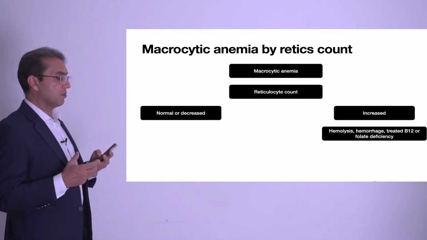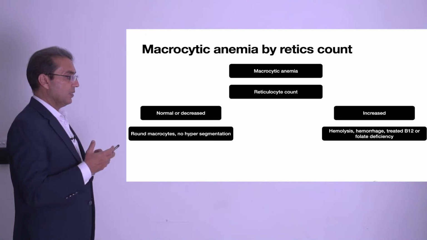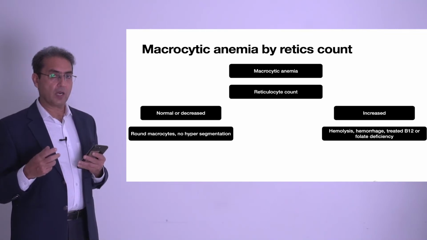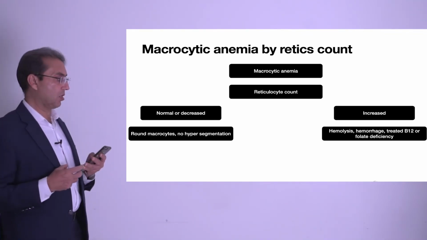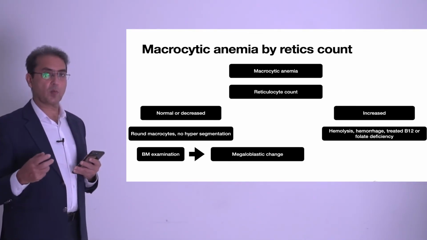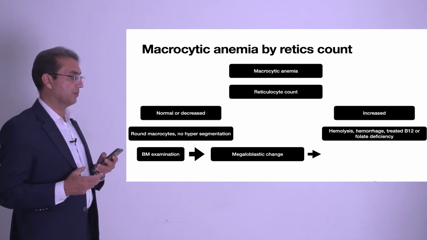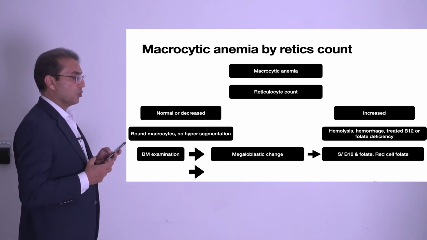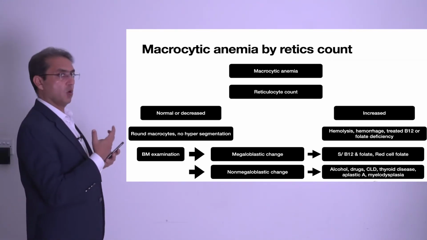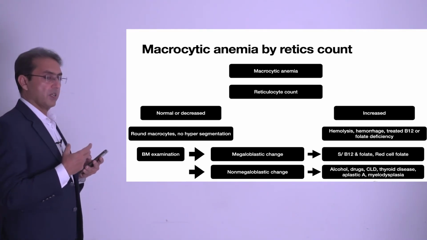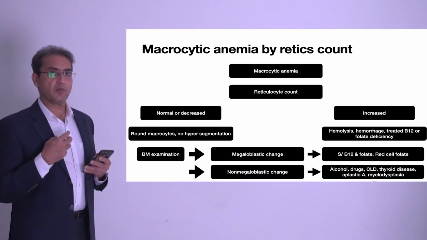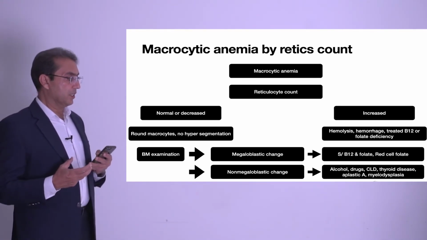Then if the reticulocyte count is normal or decreased, we see the presence of round macrocytes or hypersegmentation. The RBCs are round or oval and the WBCs are hypersegmented or not. Then we can go for a bone marrow examination. If the bone marrow examination shows megaloblastic change, this is a B12 or folic acid deficiency anemia. If the bone marrow shows non-megaloblastic change, this is because of multiple problems. This may be alcohol, drugs, chronic liver disease, thyroid disease, aplastic anemia, or myelodysplastic syndrome. So you can have these different types of anemia.